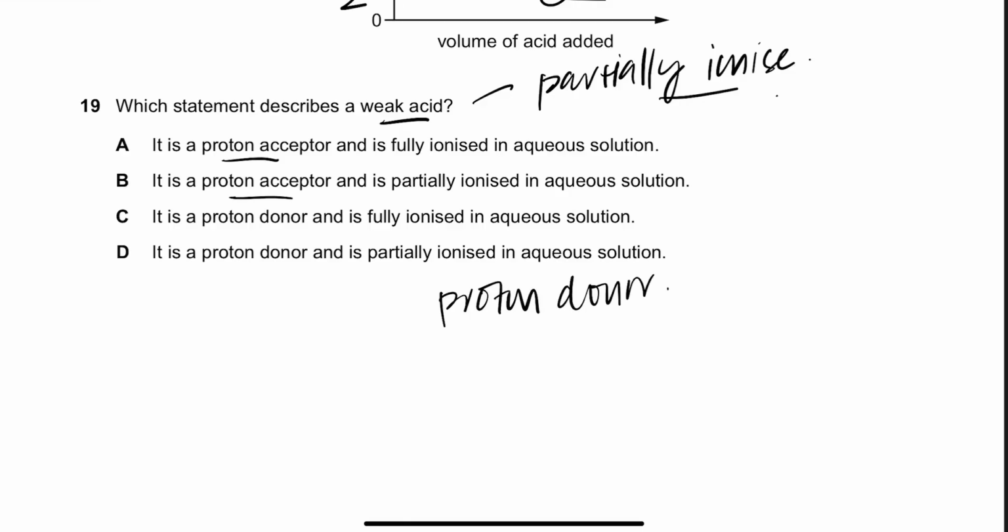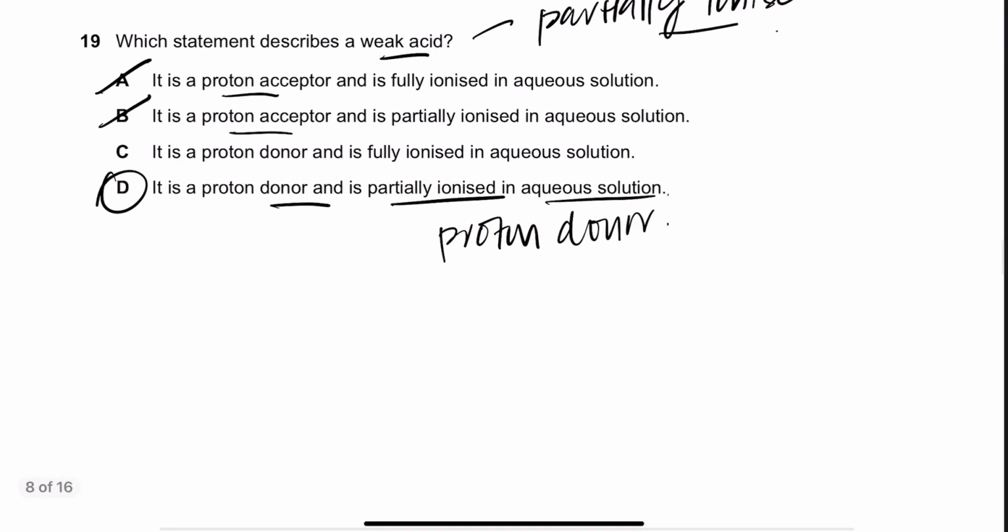So part A and B are obviously wrong, and so it is a proton donor that partially ionizes in aqueous solution. D is my right answer. That does not fully ionize, is a strong acid.